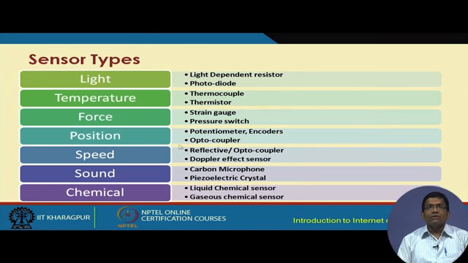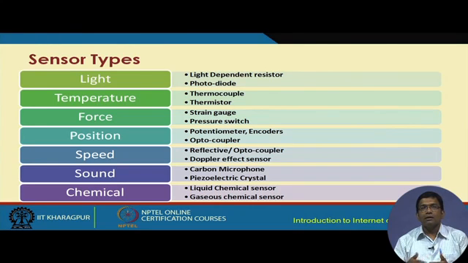Here are some examples of different sensors. For measurement of light we have the LDR, the light dependent resistor, and photodiodes. These can act as sensors for sensing of light. For sensing of temperature, we have the thermistor and thermocouple. Thermocouple I briefly told you about, but the thermistor is sort of like a thermal transistor. Then for force, we have the strain gauge and pressure switch. For position, we have potentiometers, encoders, and optocouplers.